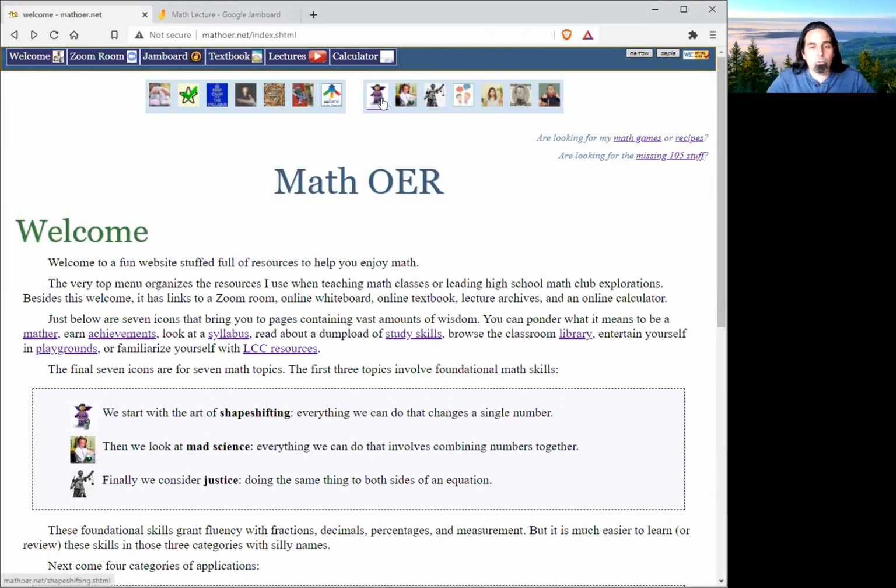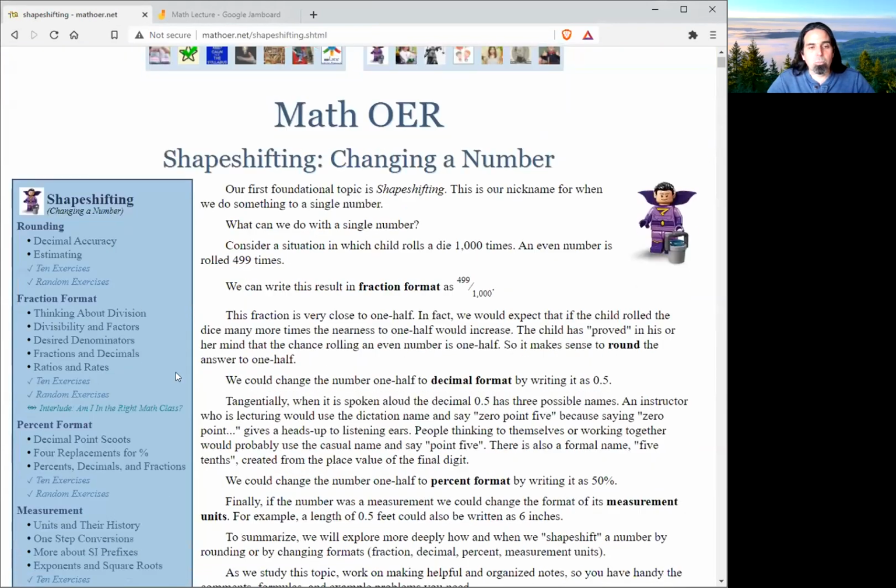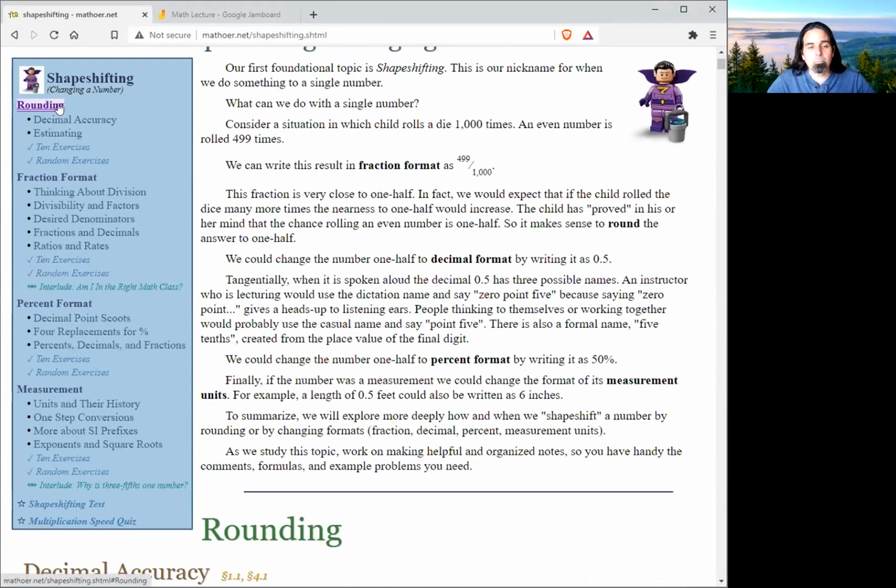Okay, so clicking over on the Lego guy for shape shifting, we started by talking about rounding and decimal accuracy, how division made us have fake decimal accuracy, and that was often why we rounded. Estimating that if we rounded before the final answer, it would change the answer, but sometimes that was useful because we could get a good enough answer. We could especially see if the answer we get with a calculator seemed reasonable or not, to know if we hit the wrong calculator button, because that happens.